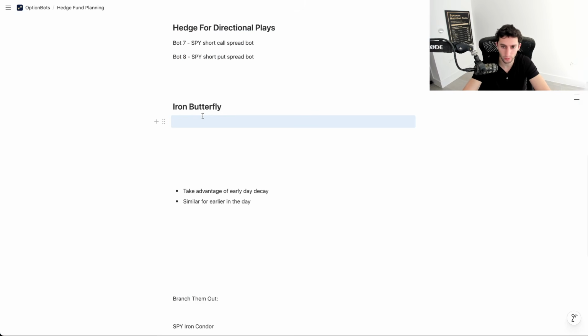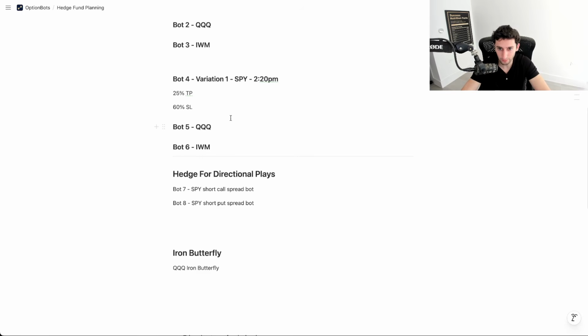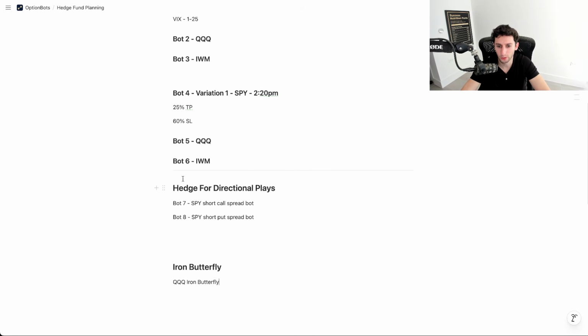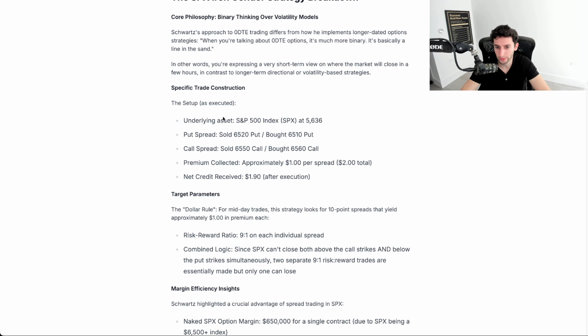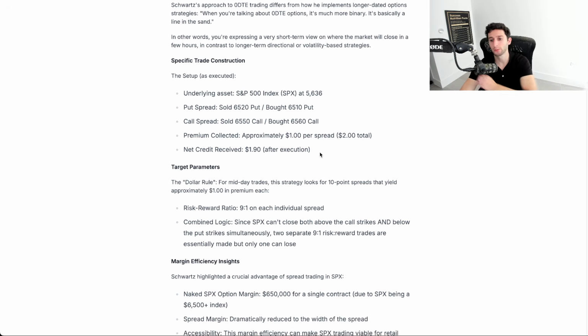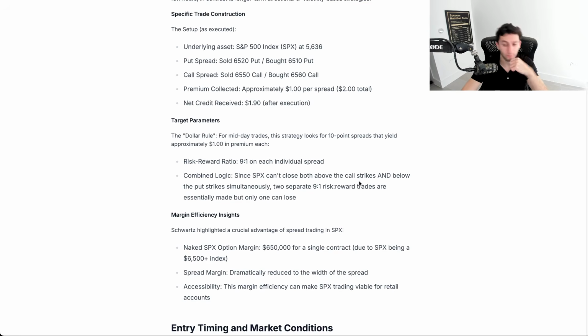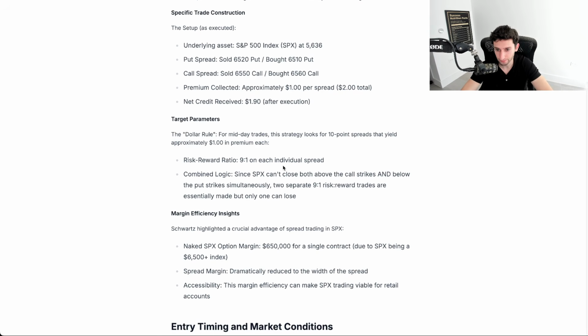That's a QQQ, QQQ iron butterfly, like so. All right. And then what we can do, because we have bot 7, bot 8, this will be bot 9, is we want to add in some more based around this, okay? This one does pretty wide spreads, 10-point spreads, with a very high win rate, okay? They're going for 9-to-1 risk reward. So if they lose, maybe they lose $900, but if they win, $100. So they're going very, very high.